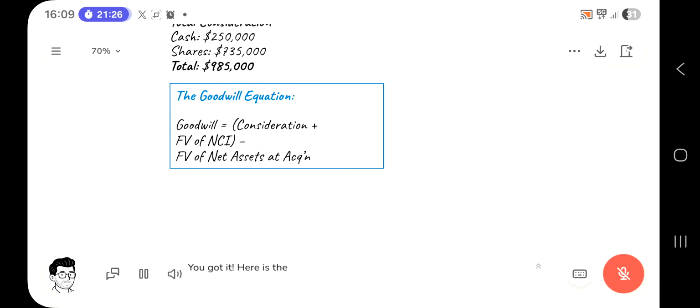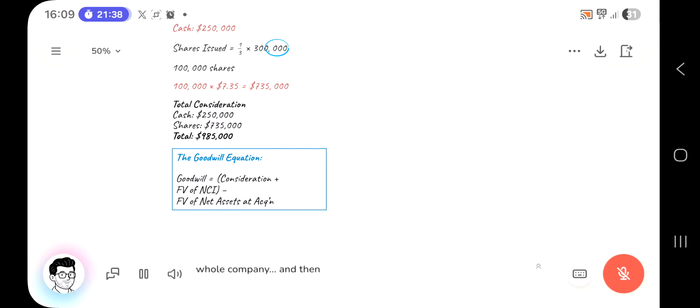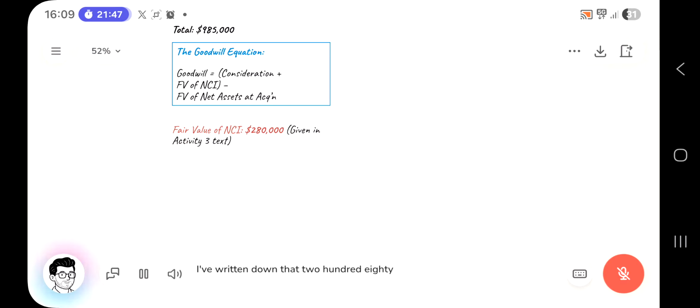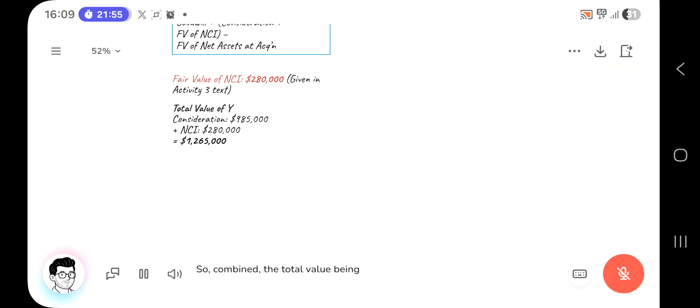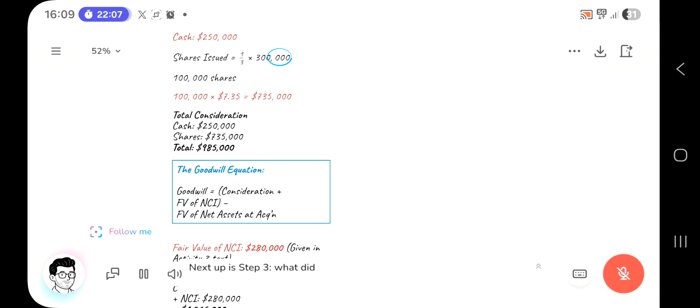You got it. Here is the big master equation we are building toward. Think of it like this. The first half in the parentheses is the total value of the whole company. And then we subtract the actual value of the assets we got. I've written down that 280,000 for the NCI. It's just given to us in the problem text. So, combined, the total value being attributed to Y is $1,265,000.